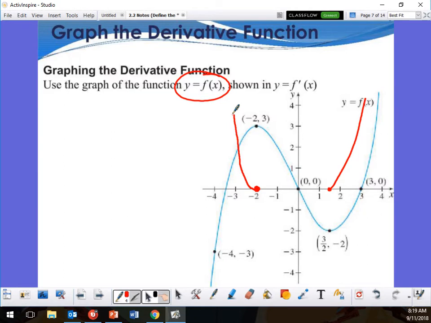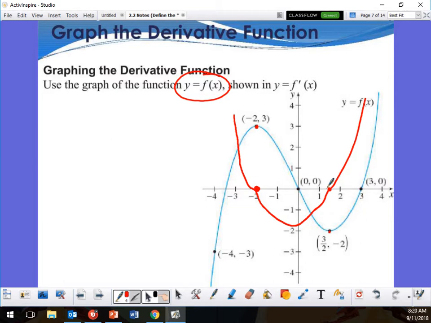Now, from -2 to 3/2, what is that slope doing? It's going down. Whenever it's going down, it has what? A negative slope, right? If it's going down, the slope has to be negative. So that means when I'm doing this, it's all going to be right in here. Something like that.